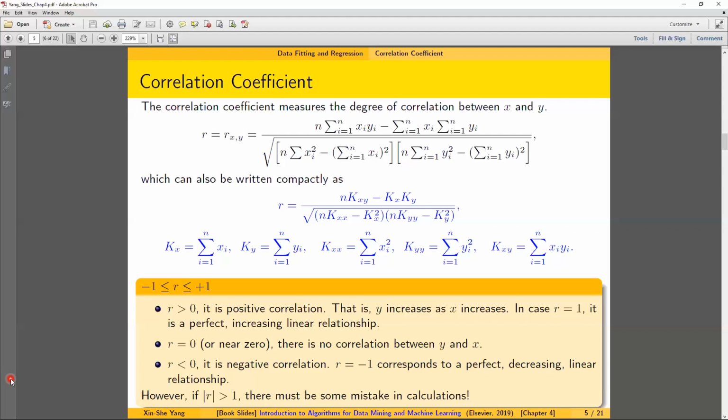If the absolute value of r is larger than 1, then there must be some mistake in your calculations. This is identical to when we talk about probability. It should always be between 0 and 1. And the correlation coefficient should always be larger than or equal to -1 and less than or equal to 1.